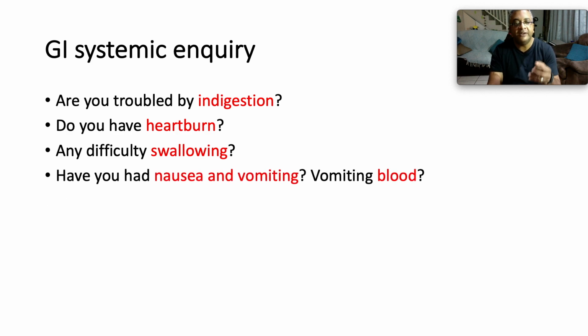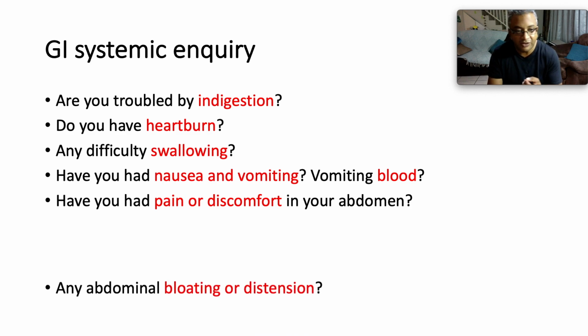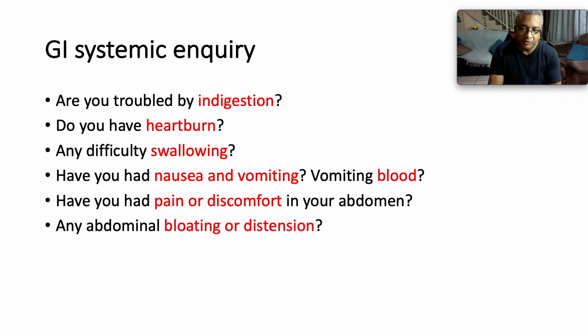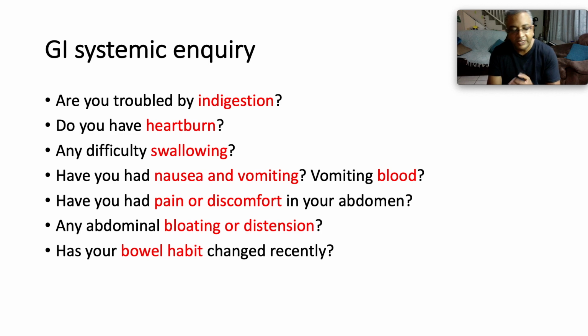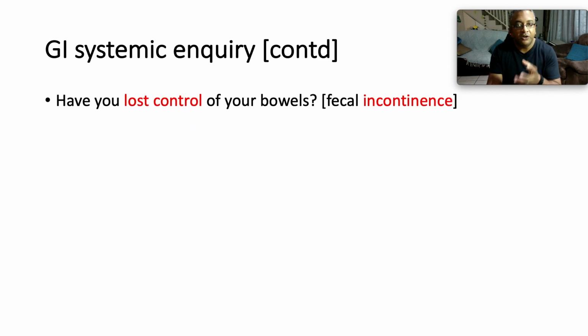Have you had any nausea and vomiting? At the same time, you can ask, have you been vomiting any blood? So you ask about hematemesis. Have you had any pain or discomfort in your abdomen? Any abdominal bloating or distension? Has your bowel habit changed recently? Right? And how many bowel motions do you usually pass per week? And they be trying to define if the patient has constipation or diarrhea.